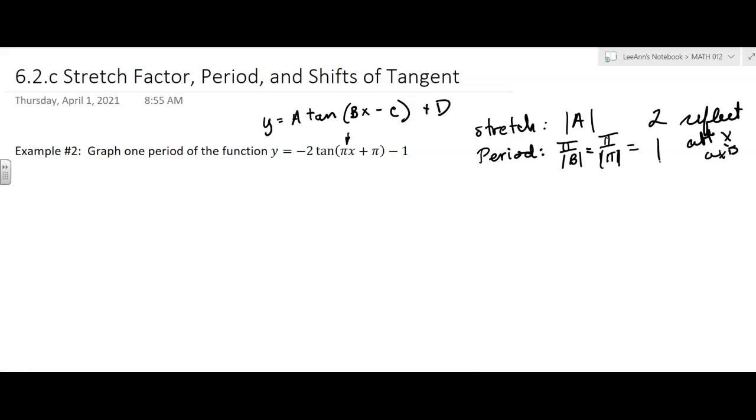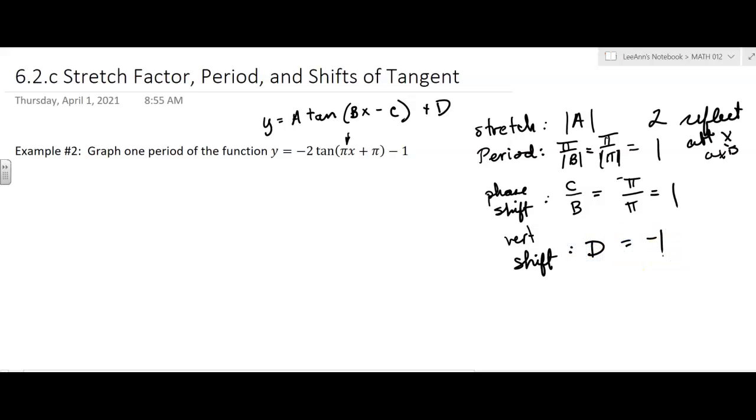And then what about, I'm going to call it the phase shift. They don't really call it that in the book, but it's how it's shifting. What we're going to shift are the asymptotes. We're going to shift the whole graph. It's going to be C over B. In our case, that's negative pi over pi, which is going to be 1 as well. And then finally, our vertical shift is going to be D, which in this case is negative 1. So it's going to shift down.